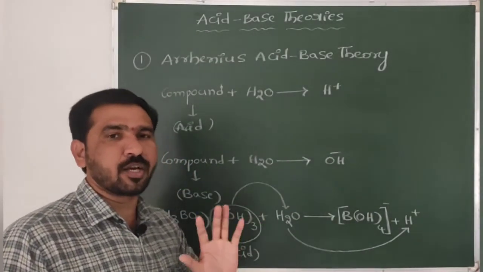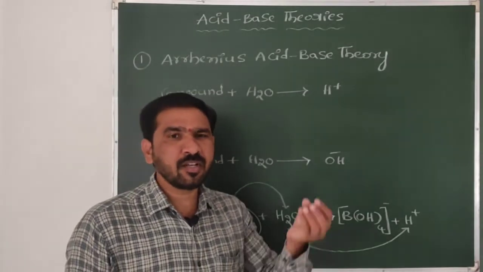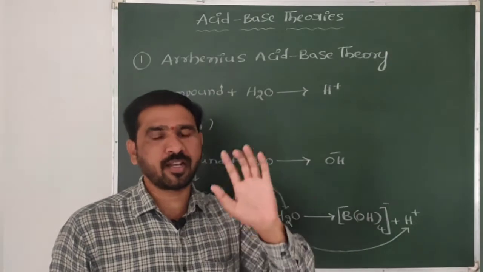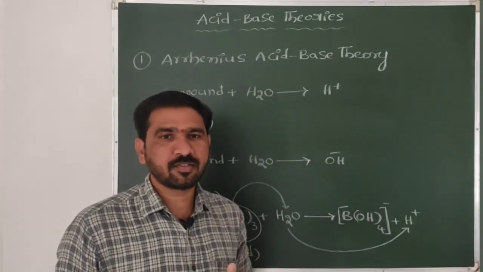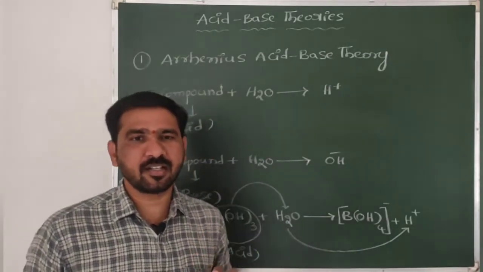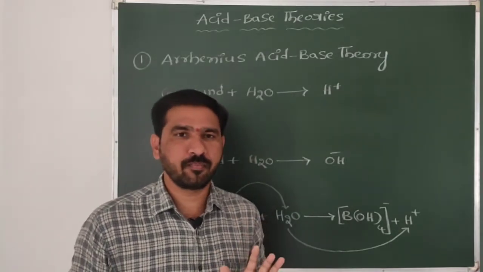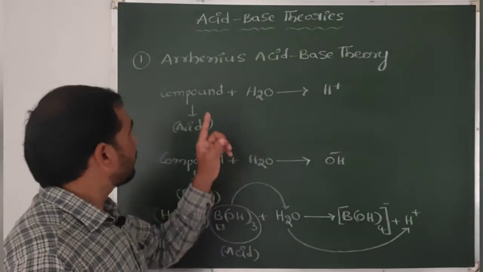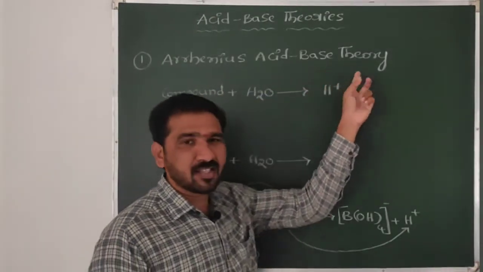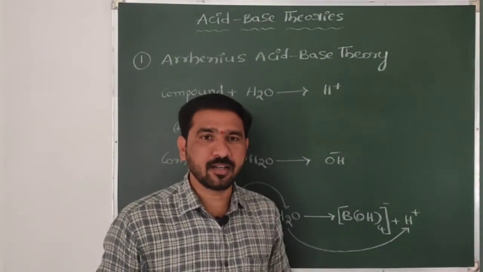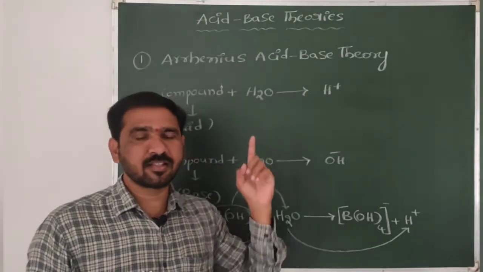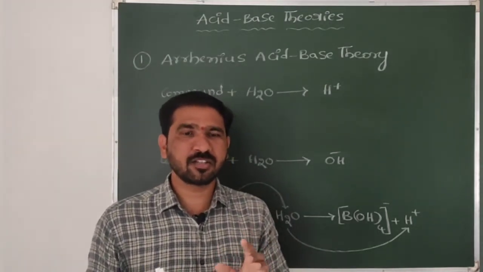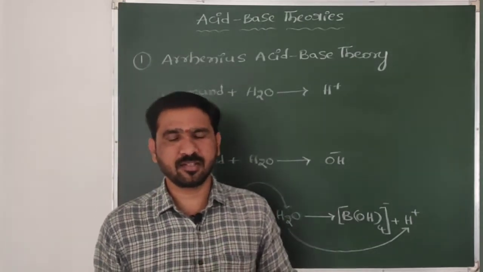If you take NaOH, when NaOH is dissolved in water, it produces OH minus ion. That's why NaOH is called a basic compound. So this is the Arrhenius acid base concept. But there are some limitations to this Arrhenius acid base concept. What are the limitations of the Arrhenius acid base concept?